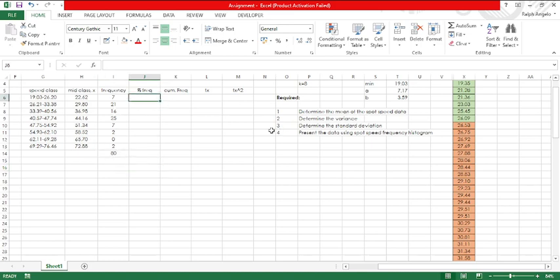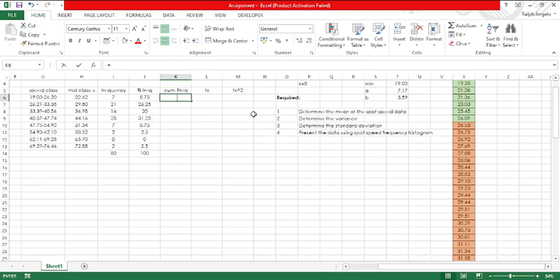For the percentage frequency, you have to get the percentage of each of the frequencies. So 7 divided by 80, the sum, and then multiply it by 100. Drag it, and the sum of all of these percentage frequencies must be equal to 100%.